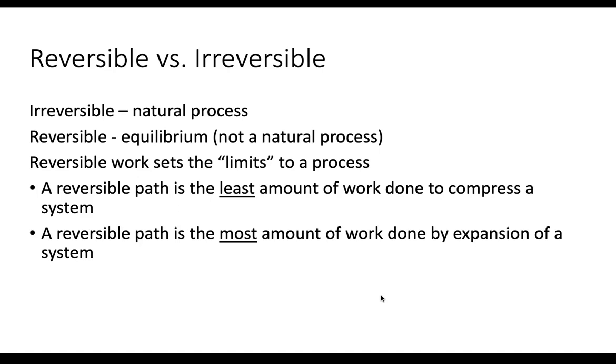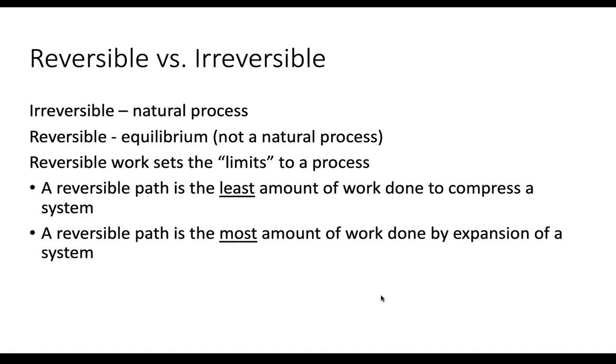All right, so we just talked about reversible versus irreversible, and I mentioned it in the previous slide, but it bears repeating. Every natural process occurs irreversibly. There's no such thing as a natural process that occurs reversibly. Partly because equilibrium means nothing's changing. There's no process in equilibrium. Once you've got the equilibrium, it's done. But when we're talking about reversible heat and reversible work, reversible work is very important.